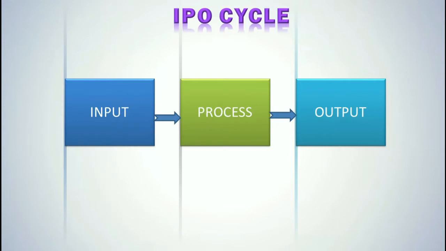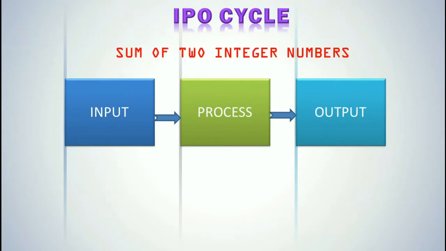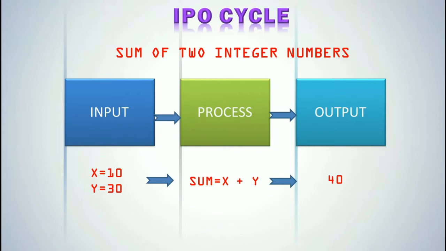Wherever you want to transform any kind of input to a certain kind of output, you need to have a program. Like we can give the example of the sum of two integer numbers. As we can see here, we assign values to two variables, x equals 10, y equals 30. Then as a process, we get x plus y and we store it in the variable sum, and we get the output by adding x and y, 40.